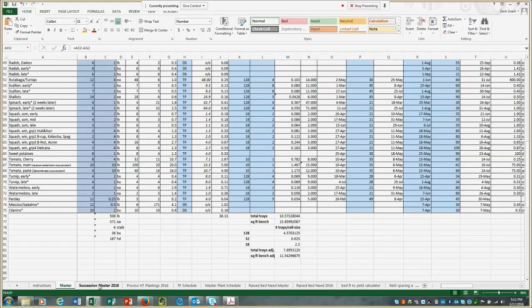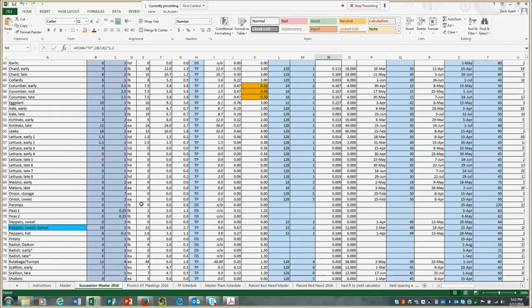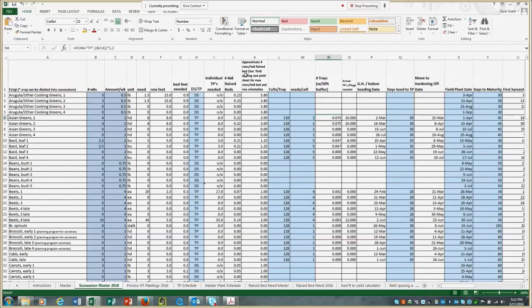So let's click on that. Now, if I scroll to the top, it looks relatively the same as the previous sheet, but now I've entered in, if you look over here in column A, on the previous sheet I just had 2 successions for arugula, one for early plantings and one for late plantings. Now I've broken that down into 4 successions, okay? 4 plantings of arugula. And if you look over here at the field plant date on the right, the first planting will be April 3rd.